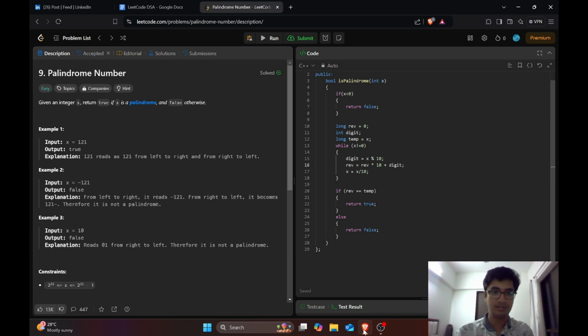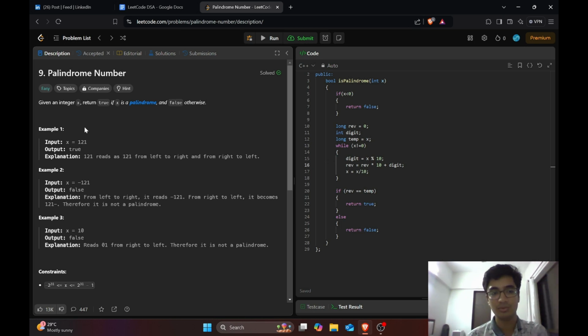We are on the palindrome number problem. Given an integer x, return true if x is a palindrome and false otherwise. Essentially, we'll have to reverse the number and check if it is the same as the original number or not. If it is the same as the original number, it is a palindrome number, otherwise it is not.